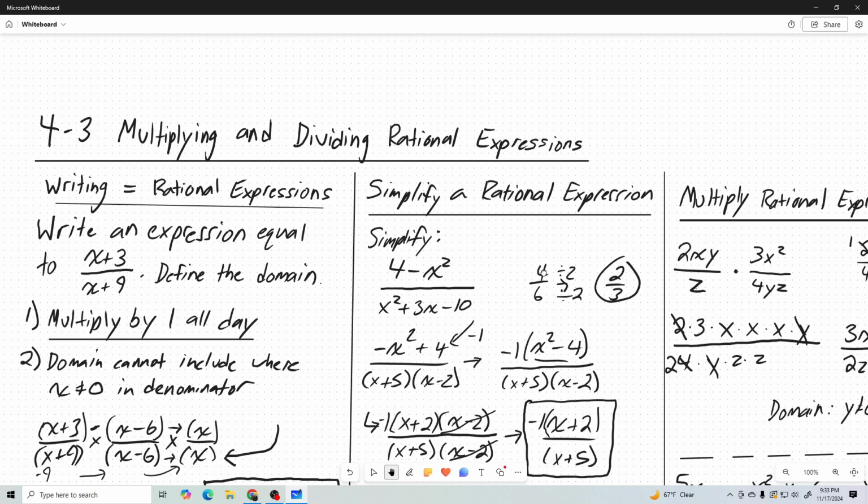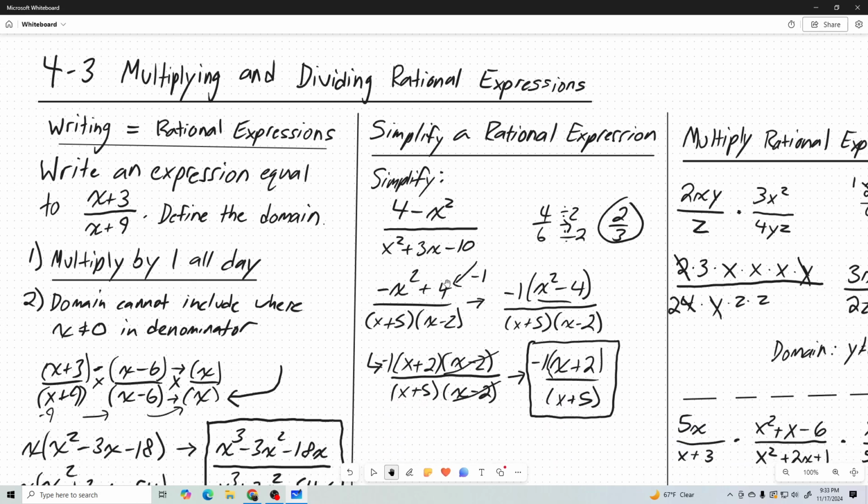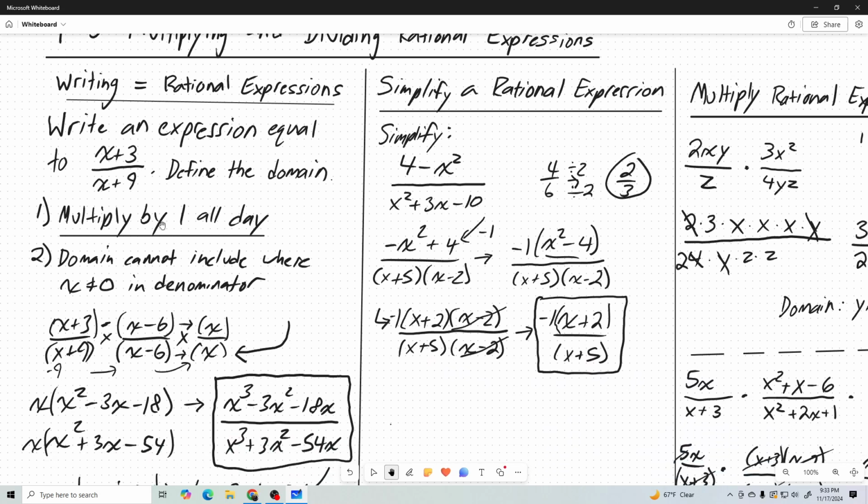All right, so 4-3, multiplying and dividing rational expressions. First, we started off by going over the idea that we can multiply our expressions by any number of expressions as long as those expressions equal 1. We can continue to just add numbers for no reason if we really want to, right? It's just a skill that we have in our repertoire. We never really had to use it this time, but we will have to later.